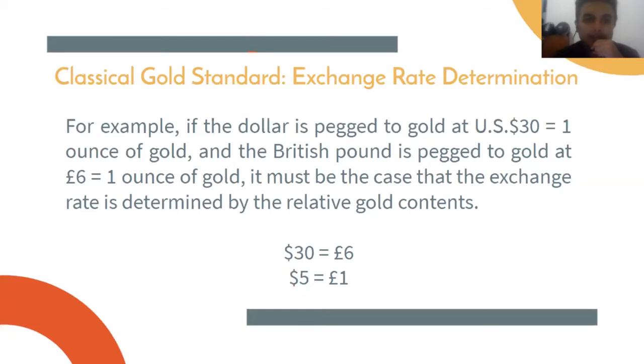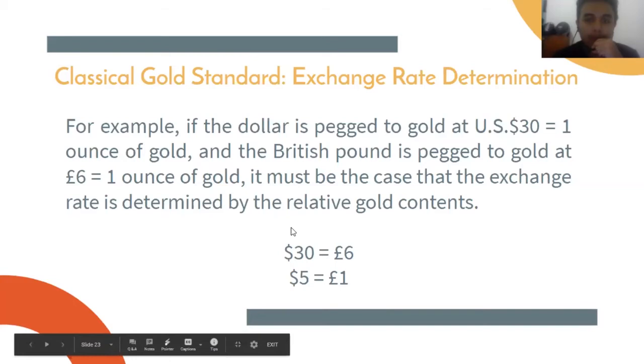Here is the classical gold standard exchange rate determination. For example, if the dollar is pegged to gold at 30 US dollars equals 1 ounce of gold, and the British pound is pegged to gold at £6 for 1 ounce of gold, it must be the case that the exchange rate is determined by the relative gold contents: 30 US dollars equals 6 pounds sterling, and so 5 US dollars equals 1 pound sterling.